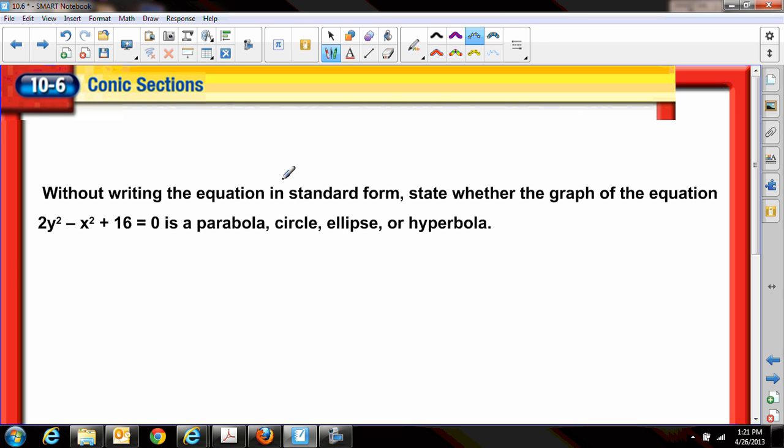Without writing the equation in standard form, figure out whether 2y squared minus x squared plus 16 equals 0 is a parabola, circle, ellipse, or hyperbola. Again, I see both squares here, not a parabola. Different values, not a circle. Positive 2, negative 1, different signs equals hyperbola.